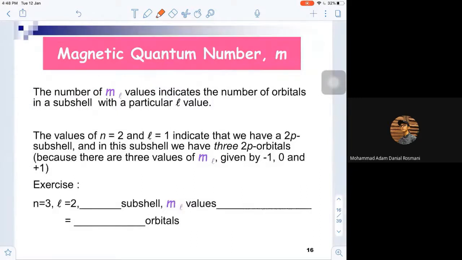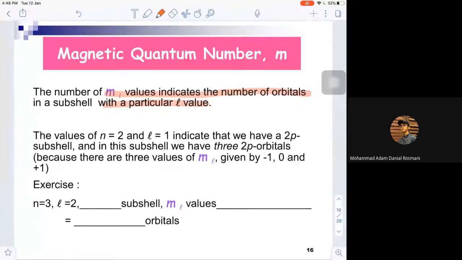Next is the magnetic quantum number, ML. This is the third quantum number. The value of ML will indicate the number of orbitals, how many orbitals we have with a particular L value. If we have an S orbital, it has only one orientation in space. If we have a P orbital, it has 3 orientations in space.